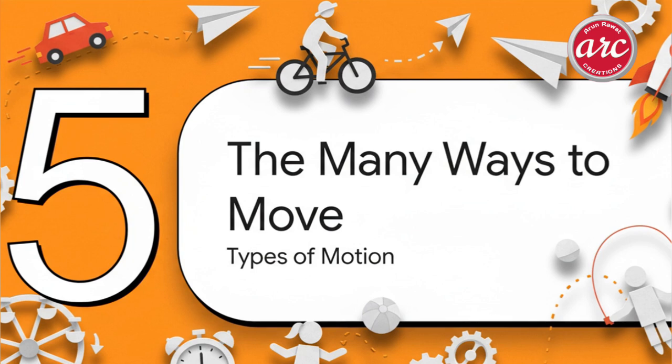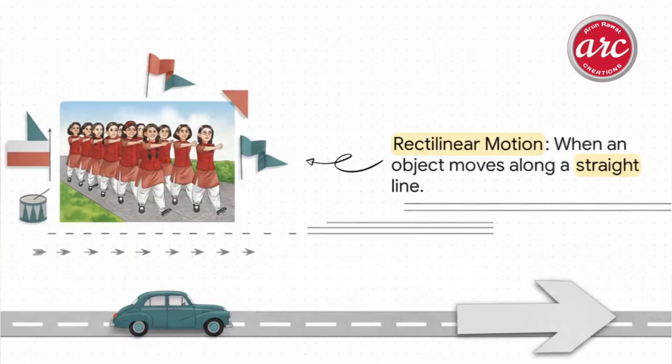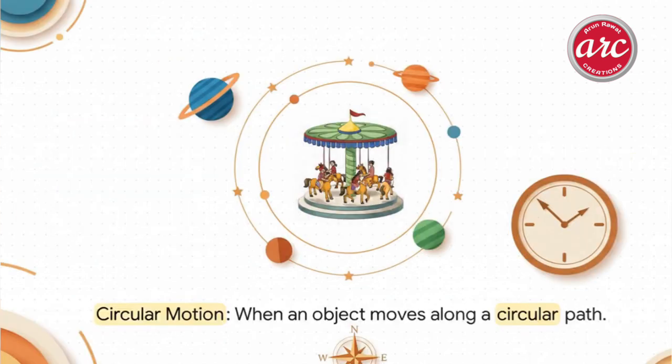Okay, so now that we've got the basic idea of motion down, let's go on a quick tour of the different kinds of motion. You see these all the time, every single day, and you probably already know exactly what they are. First up, we've got the most straightforward kind, rectilinear motion. Yeah, it's a fancy name, but all it means is moving in a perfectly straight line. You know, like a car on a straight highway, an arrow flying to a target, or these students marching in formation. Simple as that.